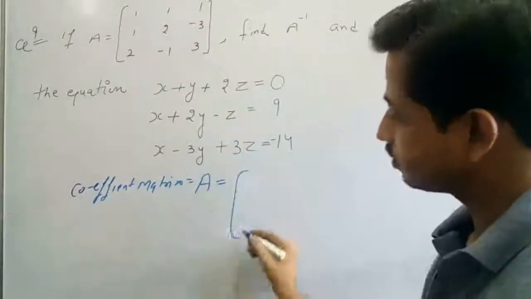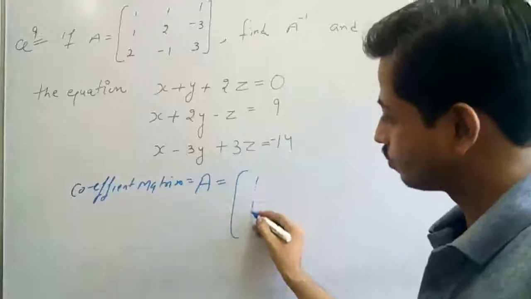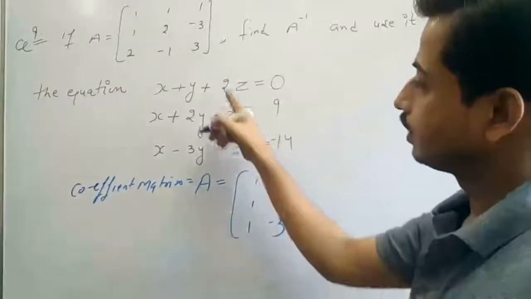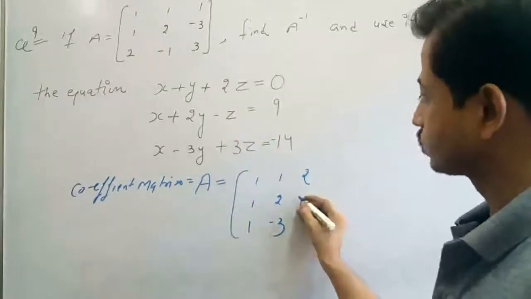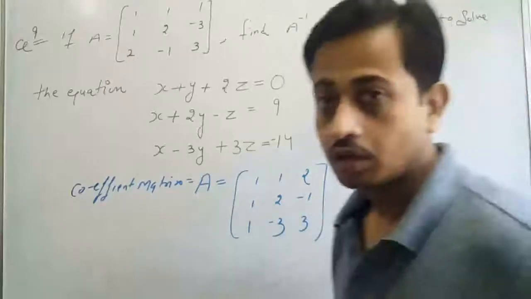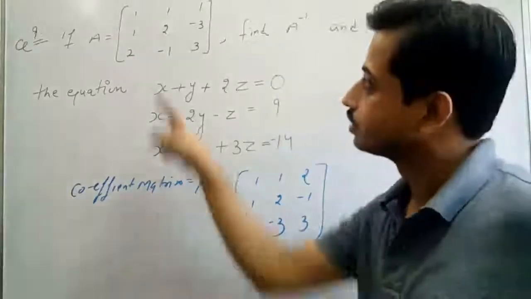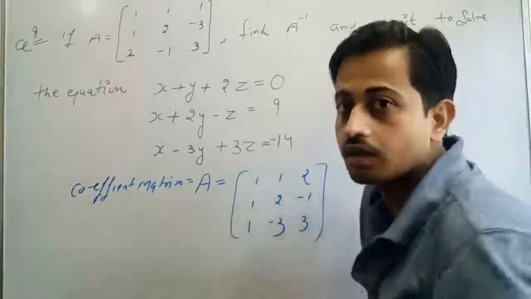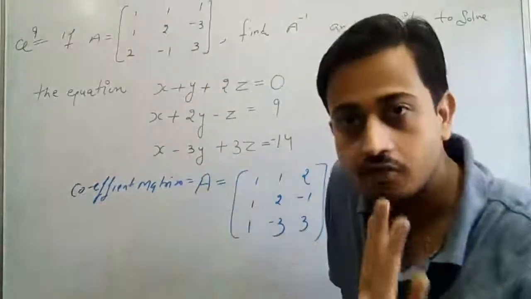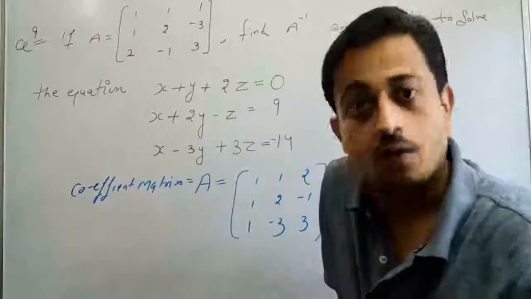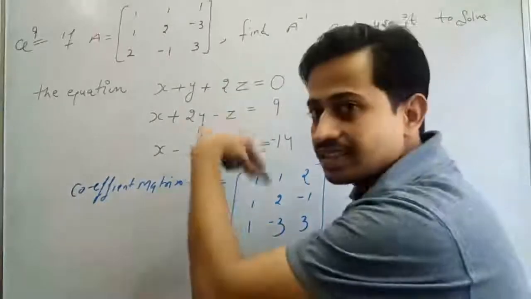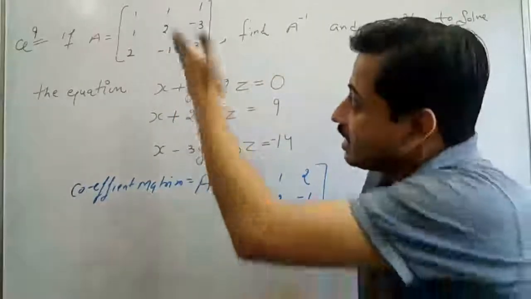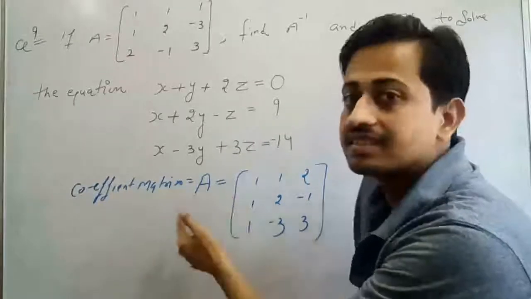So what's the coefficient matrix? Please look at 1, 1, 1. The y coefficients are 1, 2, minus 3. And this is 2, minus 1, 3. Now please look very carefully. This is A. Is it the same? No, it is not the same. It means this and this are different. So how can we use this? Again please check these two matrices, because they are different, so I cannot write it as A.